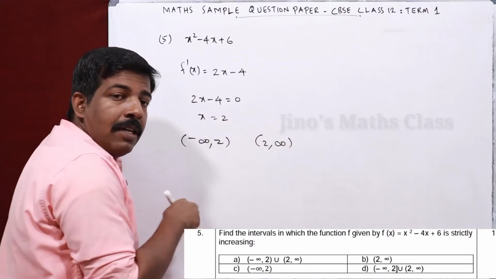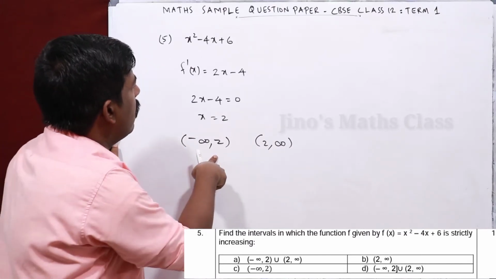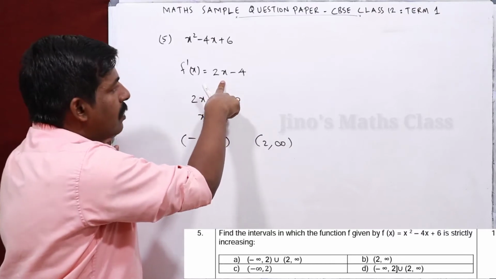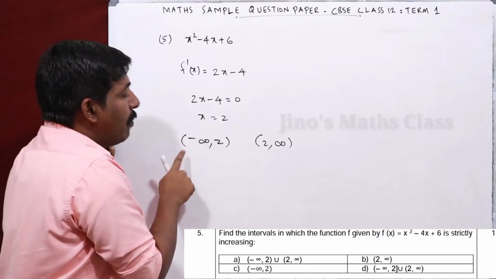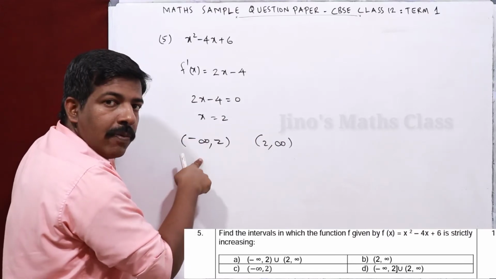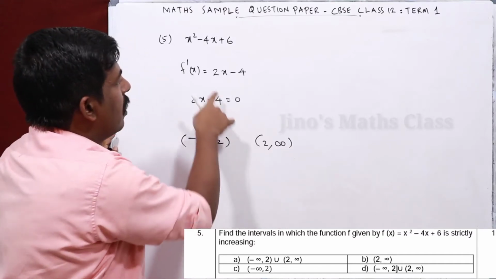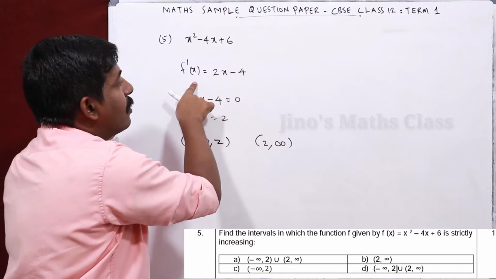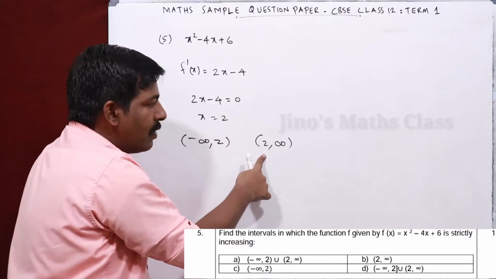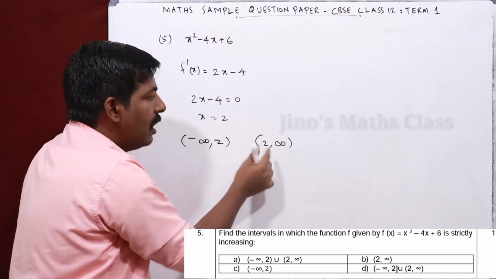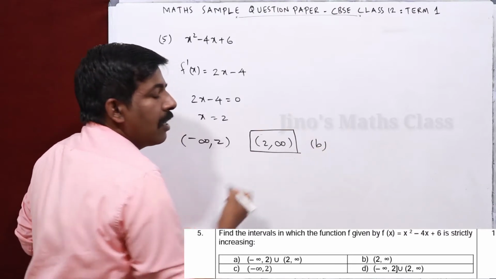After that we will check the sign of f dash x in each interval. So we can take 0 here and substitute in f dash x. When we substitute 0, we will get negative 4. That means f of x is strictly decreasing in the interval minus infinity to 2. Now we can take any value from the other interval. If we take 3, here you can see we will get 6 minus 4, that is 2. That means f dash x is positive in this interval. So definitely we can say f of x is strictly increasing in the interval 2 to infinity. Therefore option B is the correct answer.